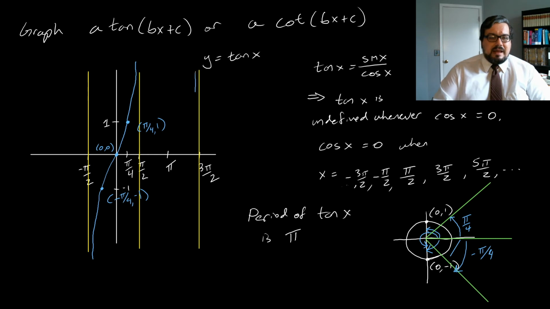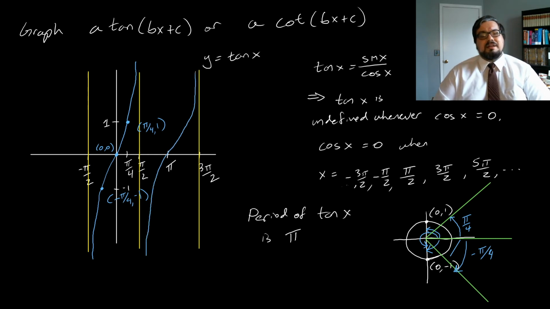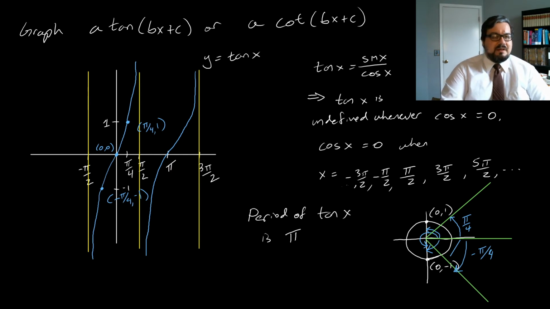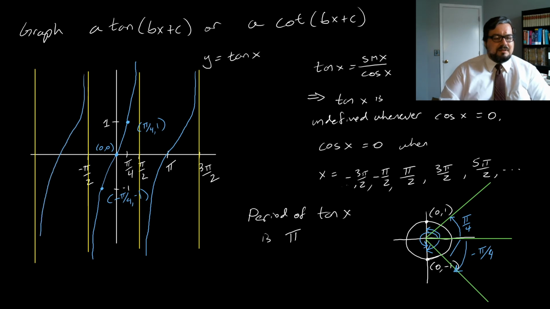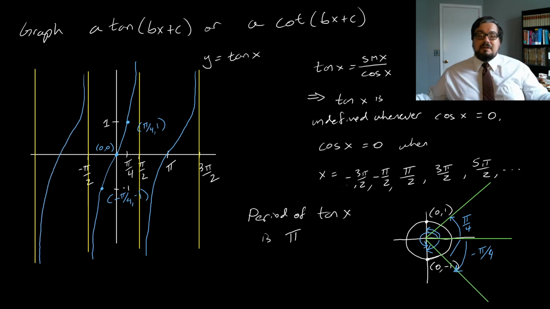And as we shift pi to the right, we get another copy of the same graph, just pi further on to the right, and then another one that's pi to the left, and continuing on all the way to the right, all the way to the left, infinitely many branches that look like this. So this is what the graph of tangent looks like.